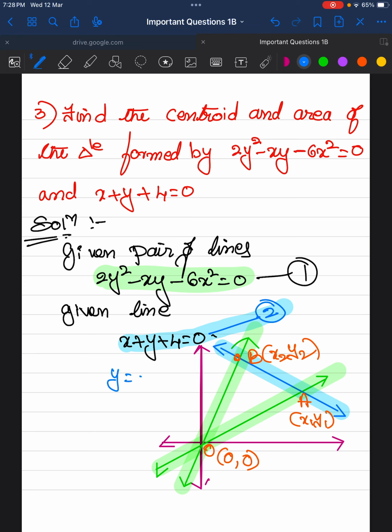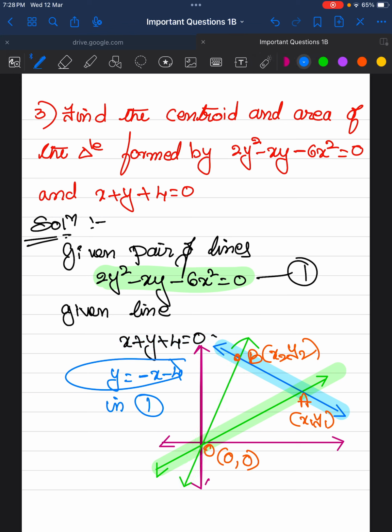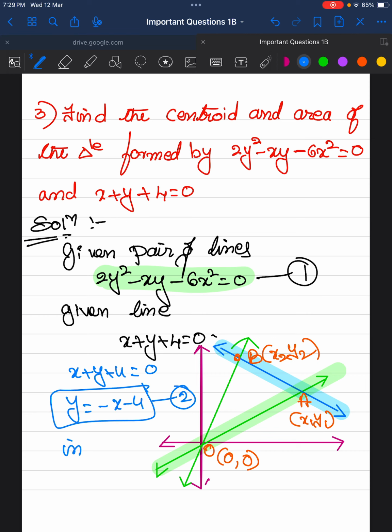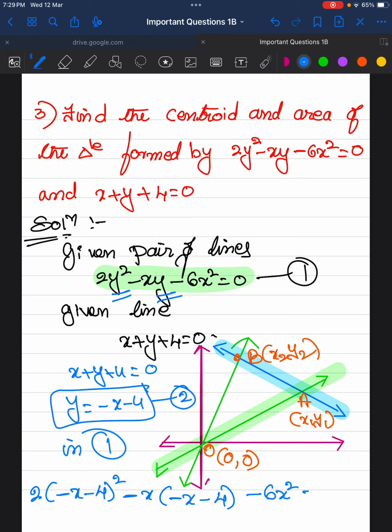If I take, what happens, y is equal to minus x minus 4, this value I'm substituting in equation 1. Okay, now all of you observe this. This is the second line I'm taking. x plus y plus 4 is equal to 0, I wrote it as y is equal to minus x minus 4. Let us take this as the second equation. Now I am substituting the second equation in 1. In place of y I need to substitute. 2 into (minus x minus 4) whole square minus x into (minus x minus 4) minus 6x square is equal to 0, we got.